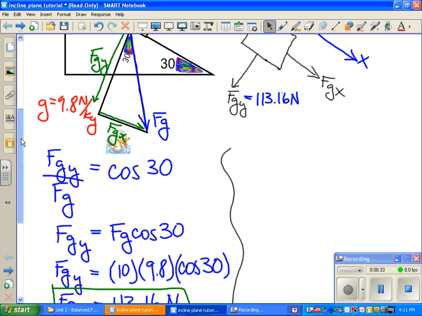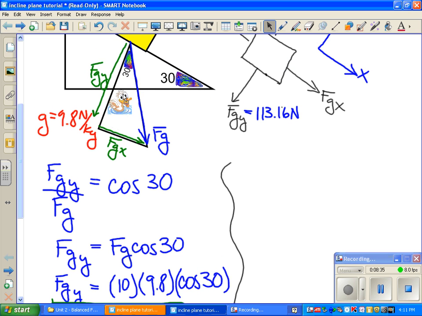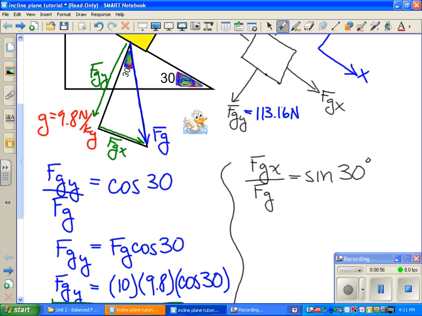Let's see, how does that relate to our angle? It is across from the angle. Ducky says yes. So across has to do with that Sohcahtoa. Across has to do with sine, so I'm going to bust out my sine. Then we have Fg x over Fg equals sine of 30 degrees. I don't know why I didn't put the degree sign over here. Kind of creepy. Now I can rearrange that a bit, and I get Fg x is equal to the original force of gravity times sine of 30 degrees.